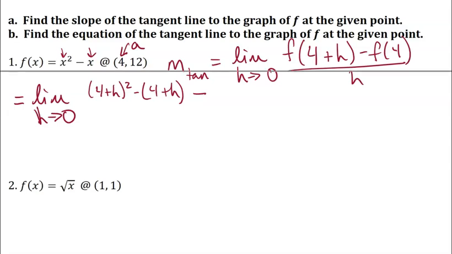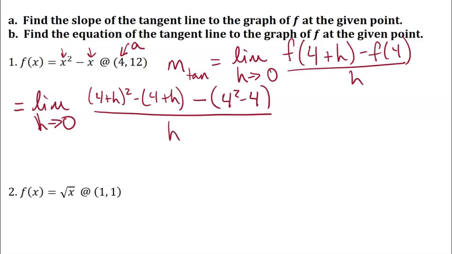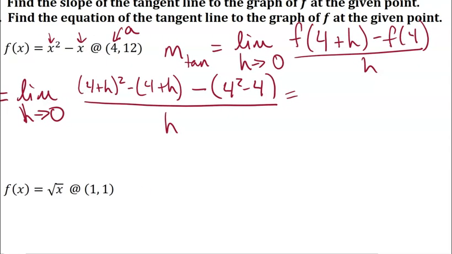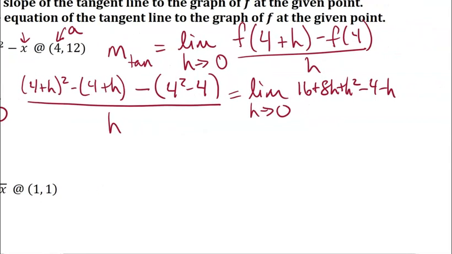Minus, and then f of 4, please use parentheses appropriately, is 4 squared minus 4, and all of that is over h. All right, so doing some algebra here, this is equal to the limit as h approaches 0 of (4 plus h) squared, which is 16 plus 8h plus h squared, minus 4 minus h, don't forget to distribute that negative, and then minus, so this is 16 minus 4, which is 12, and all of that is over h.